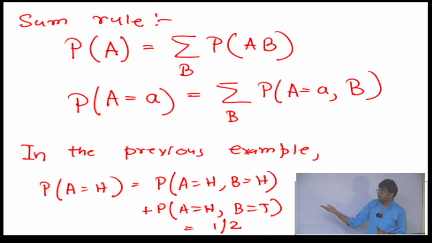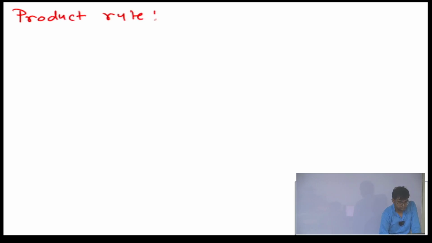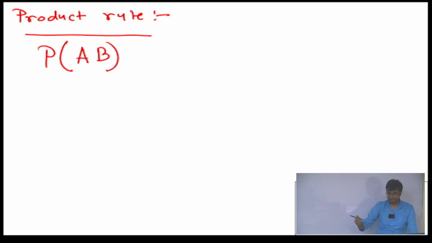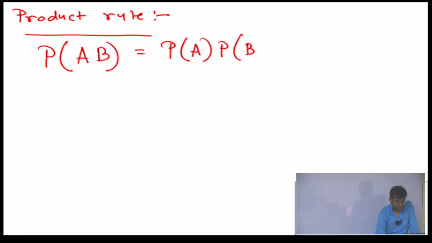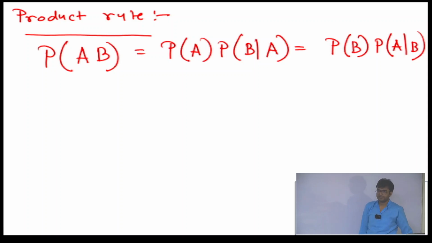Okay. The other one is the product rule. Product rule, and this is basically giving you probability of AB, so the joint distribution is equal to probability of A multiplied by probability of B given A, which is equal to probability of B multiplied by probability of A given B. Again, something you are aware of, right? Nothing that you don't know, quite obvious actually. Okay. I don't think I am going to prove it, but you can easily prove it.